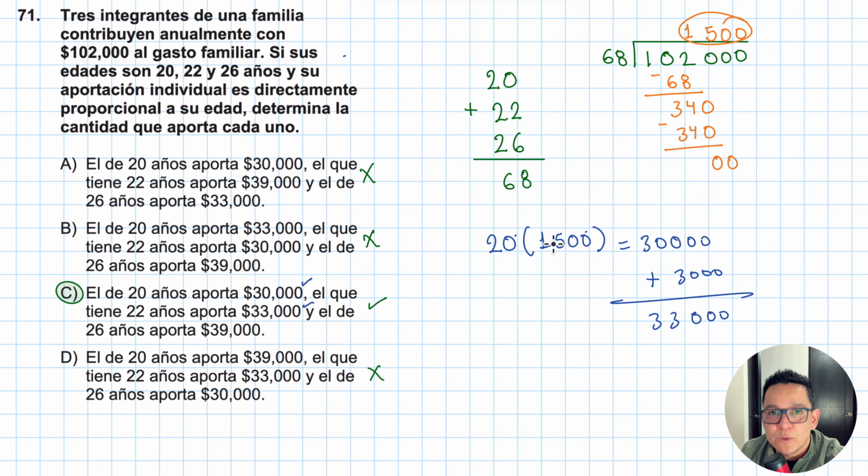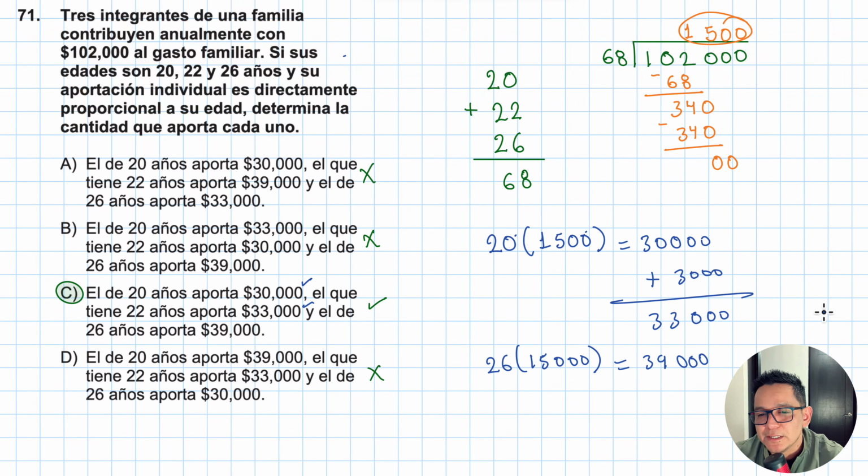Well, could we continue like this as well to calculate the one for 26 years old? Or could we multiply 26 by 1,500? I'm probably not going to do it now, but this operation is going to give me 39,000. If you want, do it yourselves calmly so you can see that it really does have to be 39,000. All right, perfect. So let's move on.